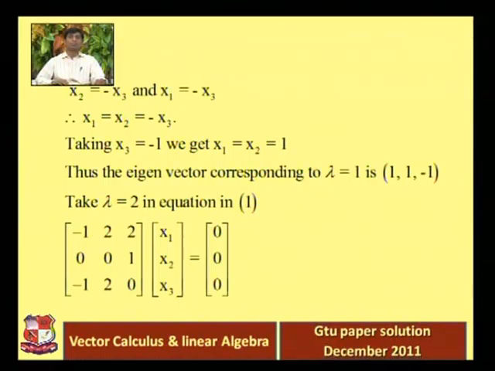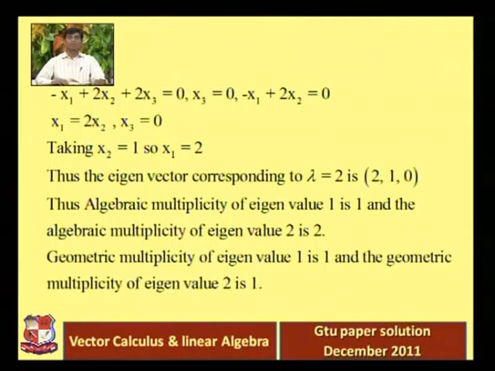Take lambda is equal to 2 in equation 1: [-1 2 2; 0 0 1; -1 2 0] [x1 x2 x3] is equal to [0 0 0]. So minus x1 plus 2x2 plus 2x3 is equal to 0 and x3 is equal to 0, minus x1 plus 2x2 is equal to 0. So you will get x1 is equal to 2x2 and x3 is equal to 0. So taking x2 is equal to 1, x1 is equal to 2. So the eigenvector corresponding to lambda is equal to 2 is (2, 1, 0).